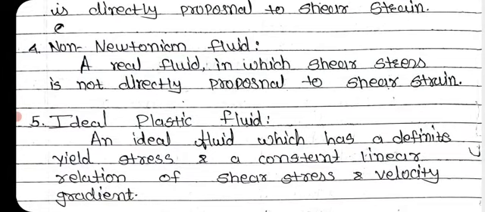Non-Newtonian fluid. So Newtonian has a linear relationship between shear stress and shear strain, and non-Newtonian fluid is not directly proportional, right? This is the difference between the definitions. So non-Newtonian fluid is a real fluid in which shear stress is not directly proportional to shear strain. Okay, a non-linear relationship between shear stress and shear strain.